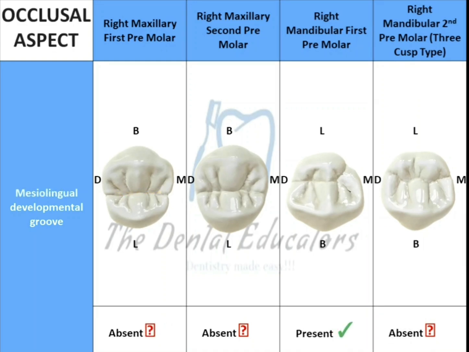The mesio-lingual developmental groove is an extension of the central developmental groove between the lingual cusp and the mesial marginal ridge. This important distinguishing characteristic feature of the mesio-lingual developmental groove is only observed on the mandibular first premolars, as can be seen in the image below. It is not observed on the maxillary first, maxillary second and mandibular second premolars.